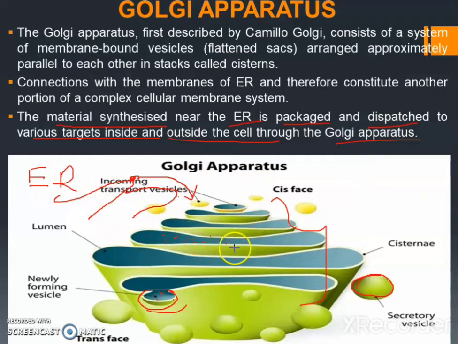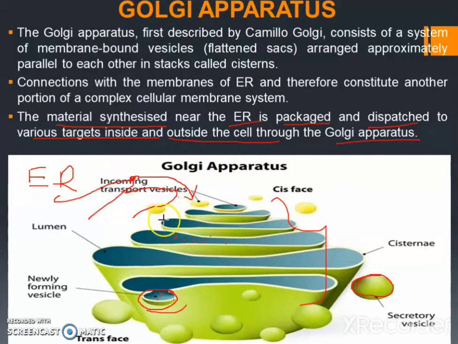To pack and dispatch, what they have to do first is receive the materials from the endoplasmic reticulum. They will store them in their cisterns or stacks, and whenever needed they pack these substances in rounded vesicles like this, and then dispatch them to various targets inside and outside of the cell through the Golgi apparatus. So this is what the Golgi apparatus does.